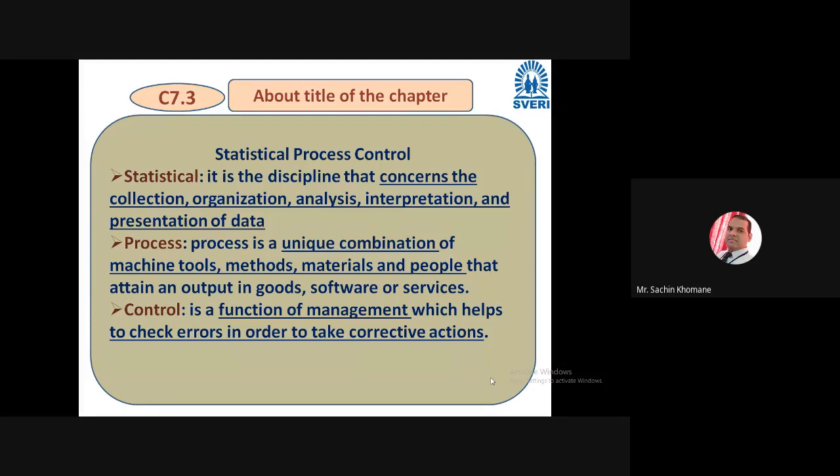And what is a control? I'm not explaining control of your vehicle, where we need to control the vehicle with brake, clutch, gear. That is another kind of control. Here we have to understand the meaning of control as quality control. Controlling is a function of management, which helps to check errors in order to take corrective action. In quality department, you have to check the product, whether it is performing as per the specification or not. If it is not performing, it means there is an error.